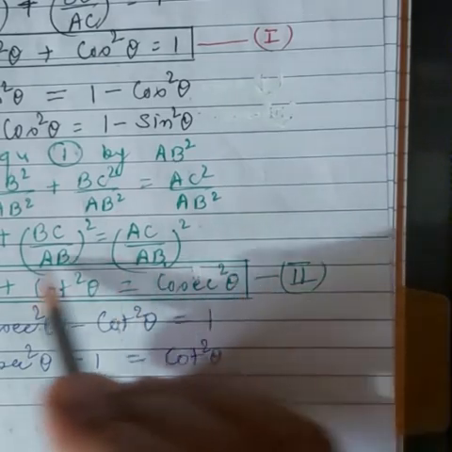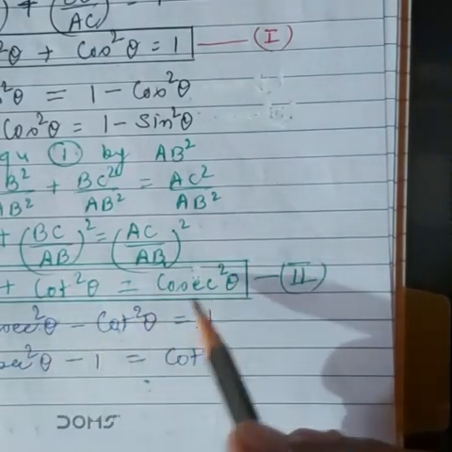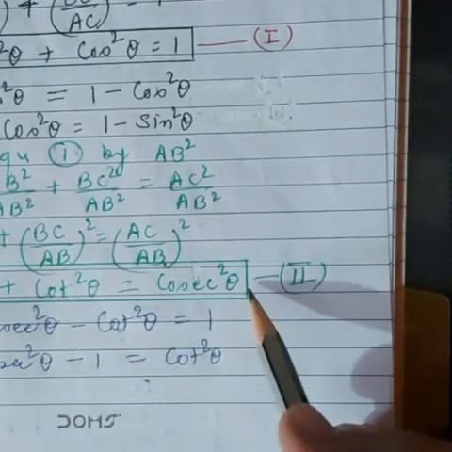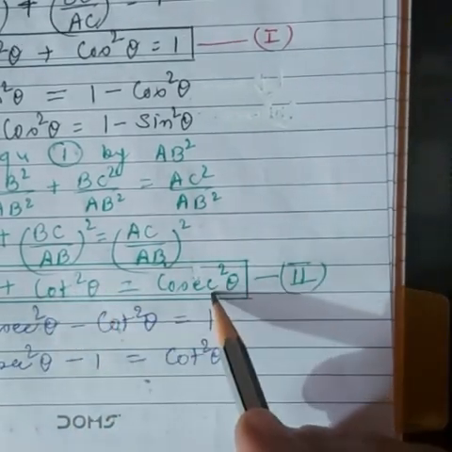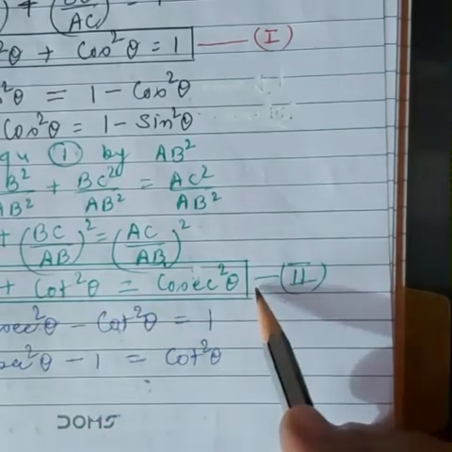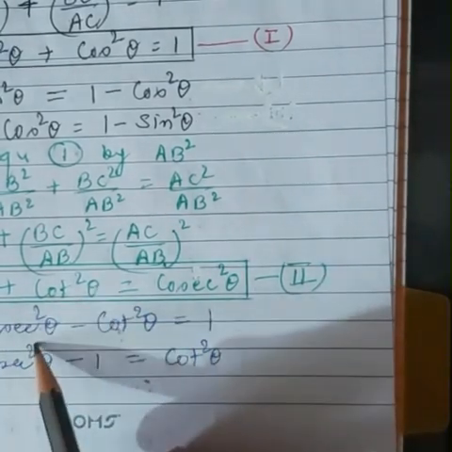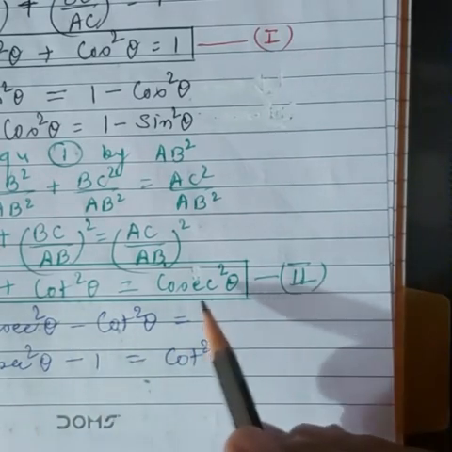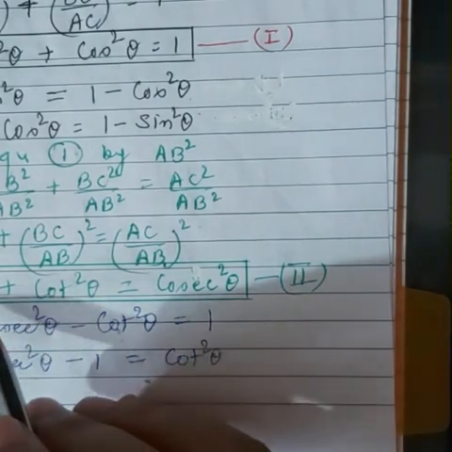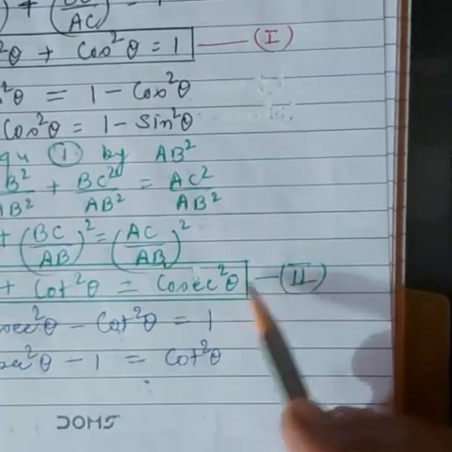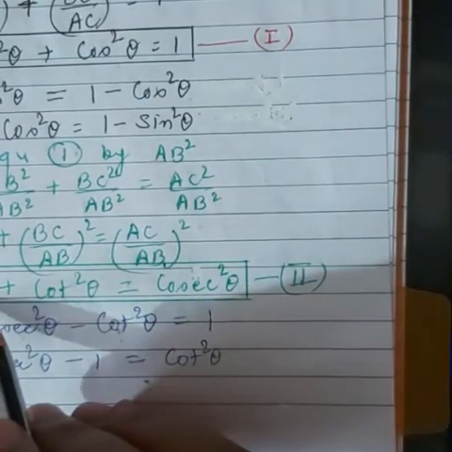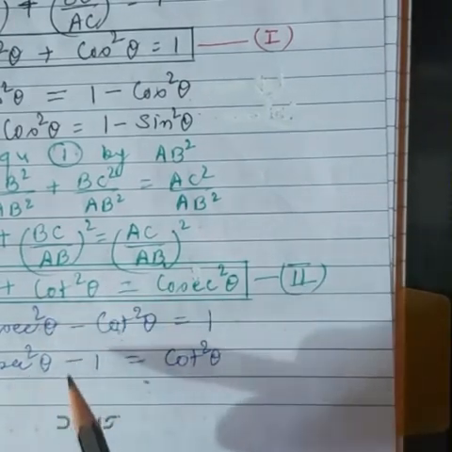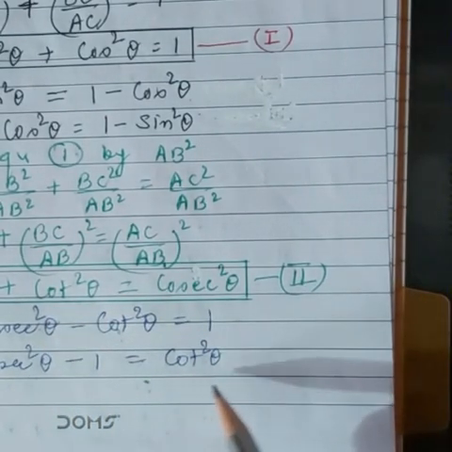And using this identity, we can find, transferring this cot square theta to the right hand side, cosec square theta minus cot square theta is equal to 1. Similarly, cosec square theta, this 1 you transpose to the right hand side. So cosec square theta minus 1 is equal to cot square theta.